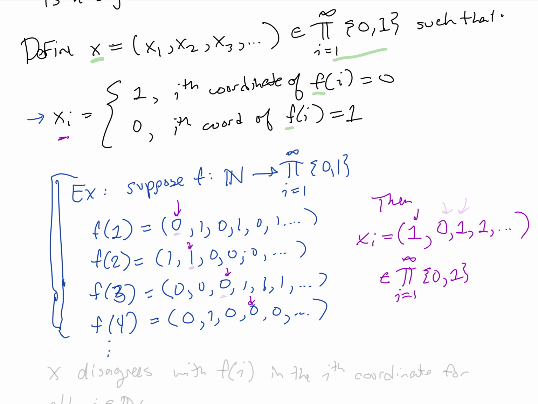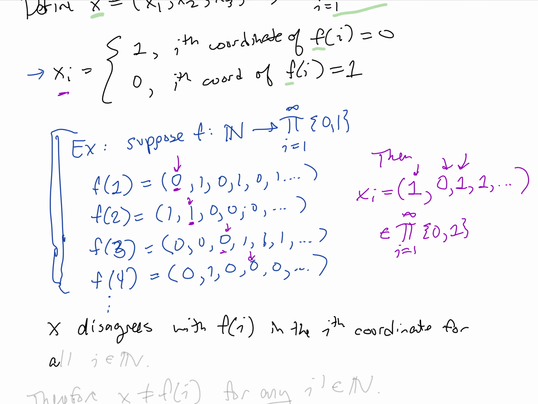We saw that it disagrees with f of 1 in the first coordinate. It disagrees with f of 2 in the second coordinate. It disagrees with f of 3 in the third coordinate. And so we see that x disagrees with f of i in the ith coordinate for all i in the natural numbers. So x disagrees with f of i for all i in the natural numbers.